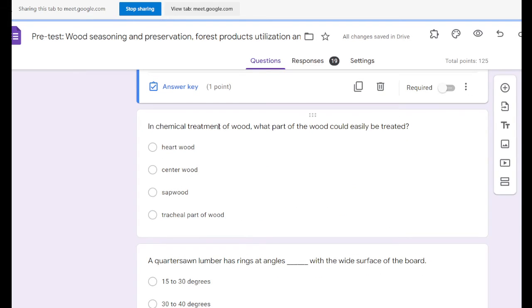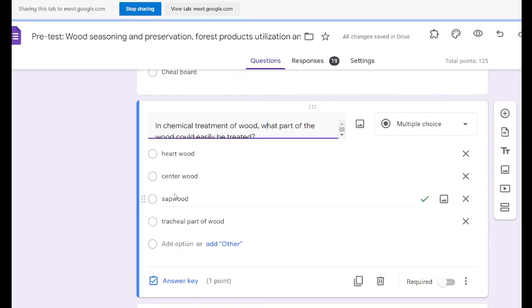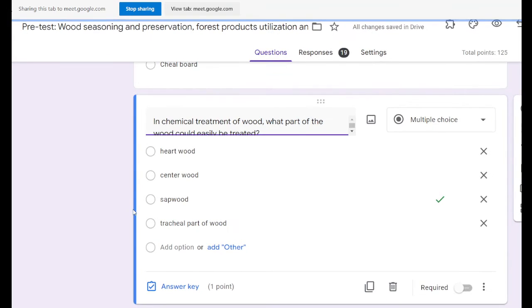So in chemical treatment of wood, what part of the wood could easily be treated? Heartwood, centerwood, sapwood, tracheal part of the wood. So the answer for this one is sapwood. Okay? Penetration of preservative is easier in the sapwood, considering that the cells are still active. Usually in the heartwood, the cells are dead and the extractive content is high. So that's why sapwood is easier to treat.